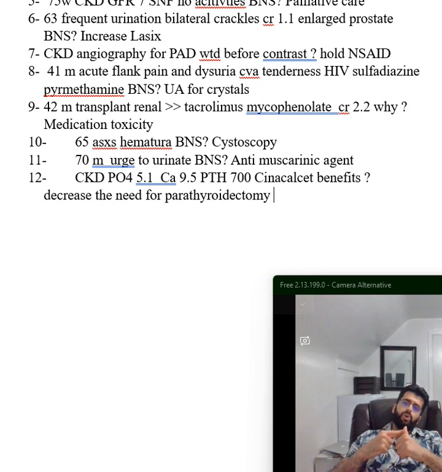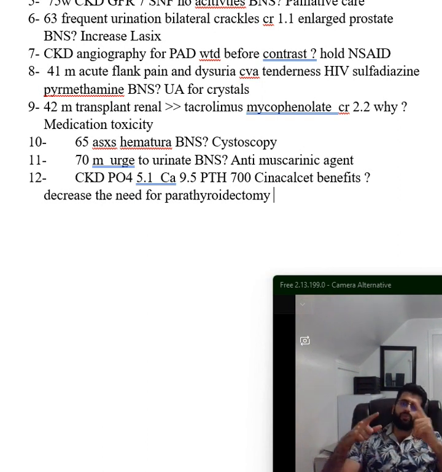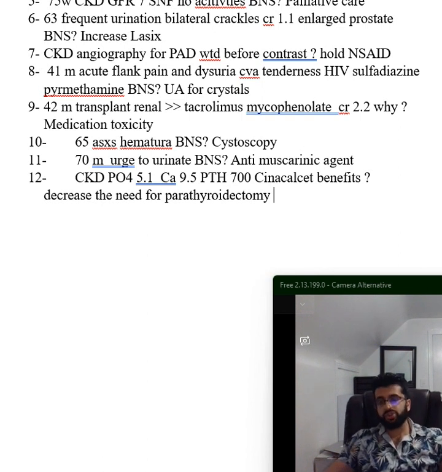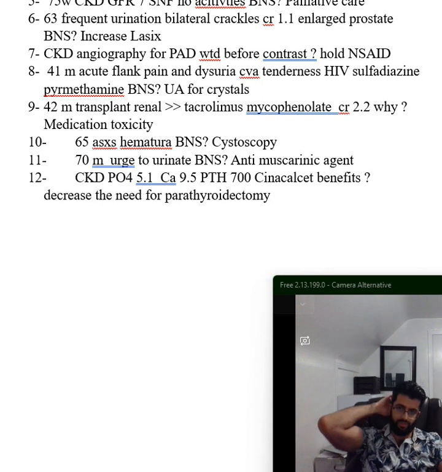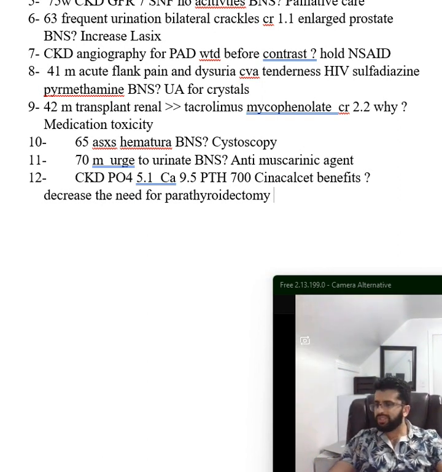If the calcium is below 9.5 and the phosphate is below 5.5, you want to add vitamin D or a synthetic analog. This means you need more calcium, so you give vitamin D to get more calcium. But if the calcium is more than 9.5 and the phosphate is more than 5.5, this means you have enough calcium. It's just that the parathyroid is not responding well to it. You have enough calcium, so you just give calcimimetics, which is cinacalcet.